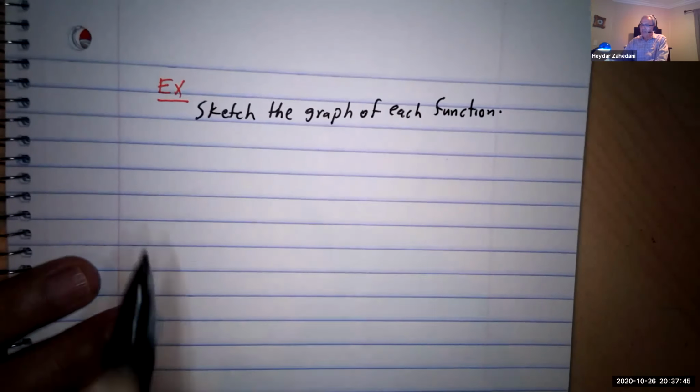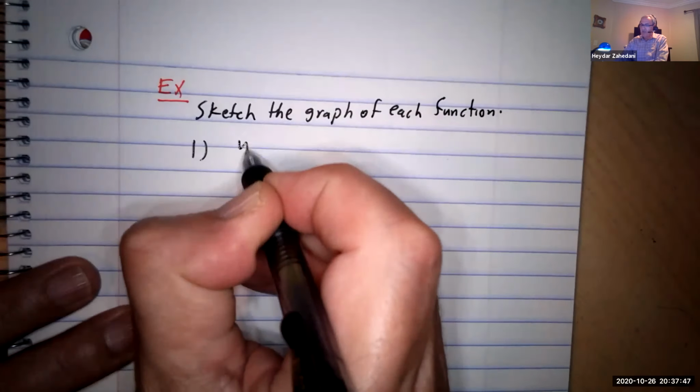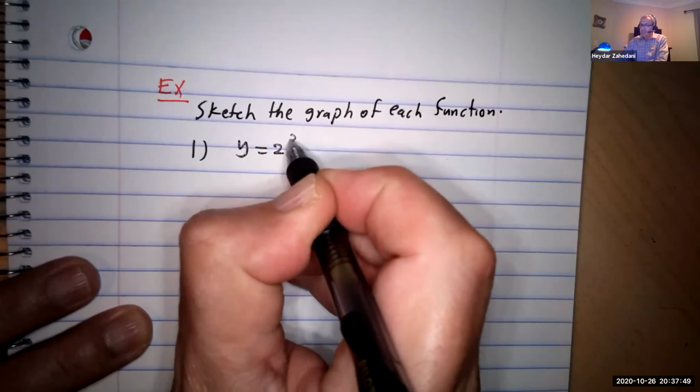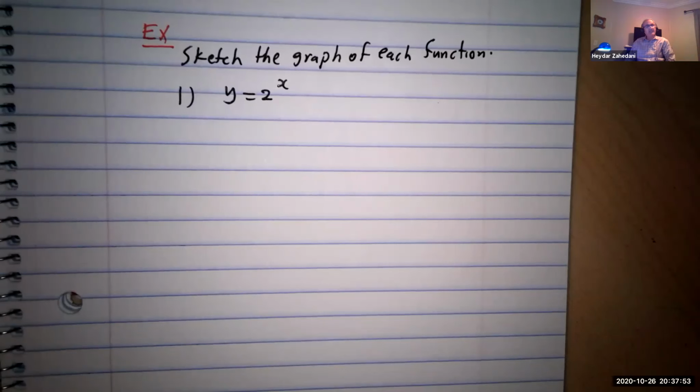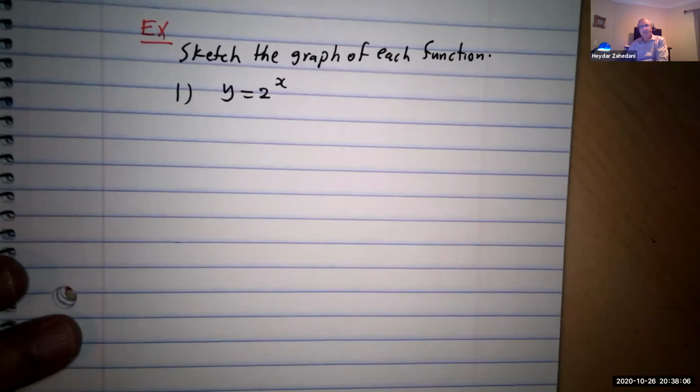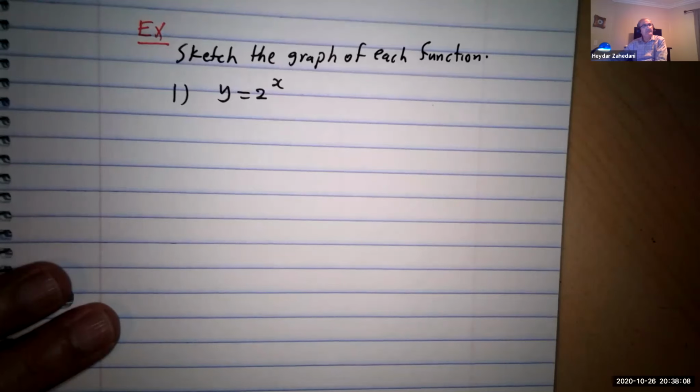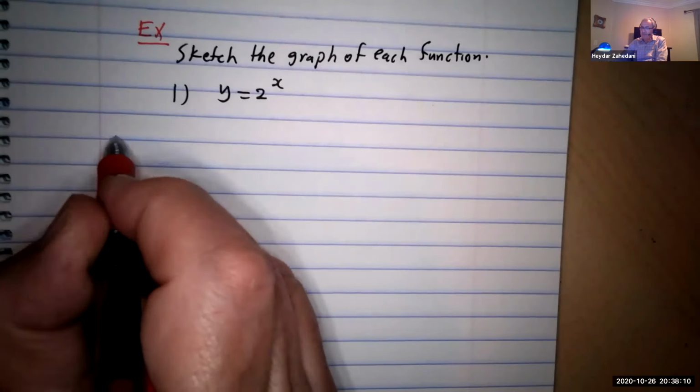Okay, and the first one is going to be y equal to 2 to the x, 2 to the x, 3 to the x. All of them are going to be almost like each other. And you are going to see in a minute why this is going to be the case. So as usual, we need a couple of numbers to graph it.